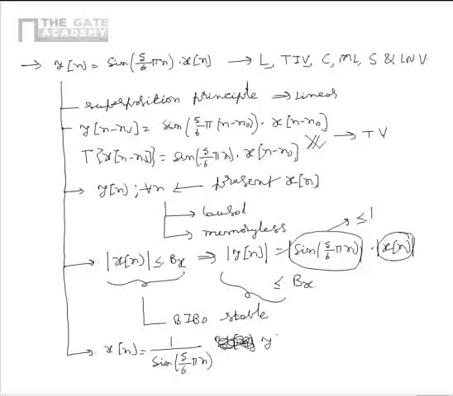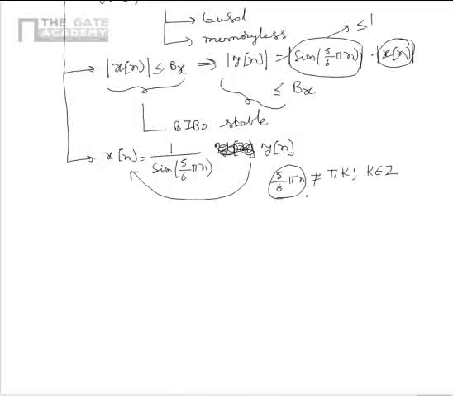From this, we see that for any obtained output y of n, we can recover the x of n back if 5 by 6 pi n is not equal to pi k, where k belongs to Z, because for these values of 5 by 6 pi n, the sine term will be 0, because of which x of n tends to infinity. From this, we see that the given system is not invertible.